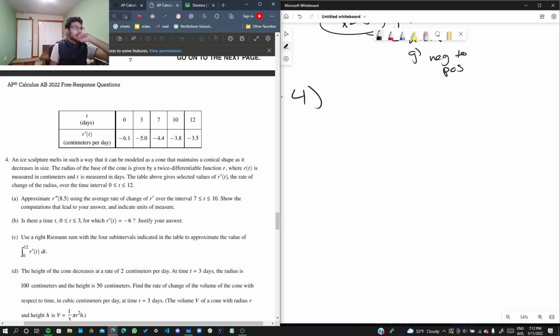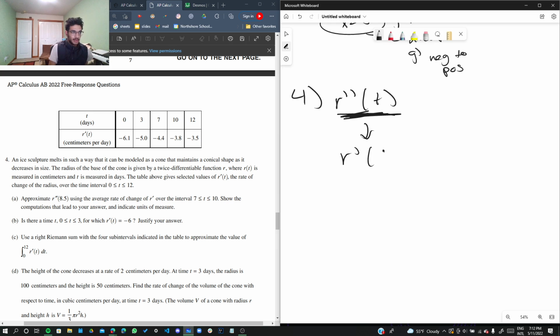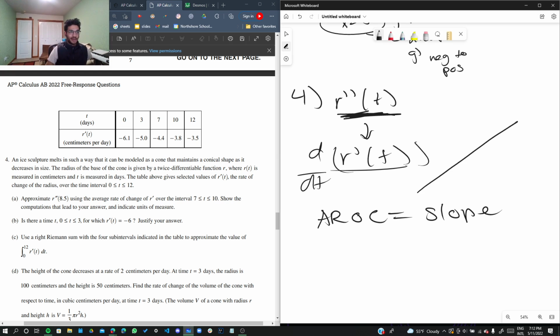All right. Let's see. R double prime of t. What is r double prime first of all? R double prime is the derivative of r prime of t. That's what r double prime of t means, right? So, average rate of change. That's literally slope. On average, how fast is this changing, from one point to another point? So what we can do is take the slope of r prime of t, and that will give us our approximation of r double prime of t.